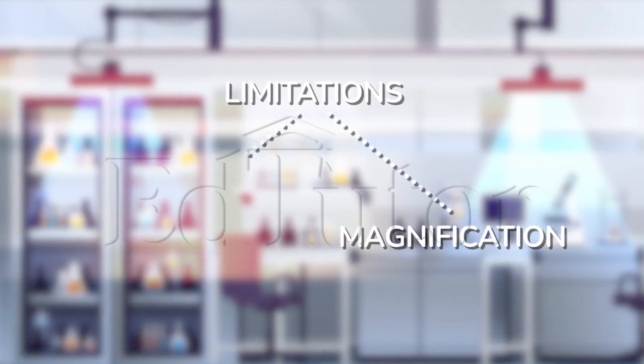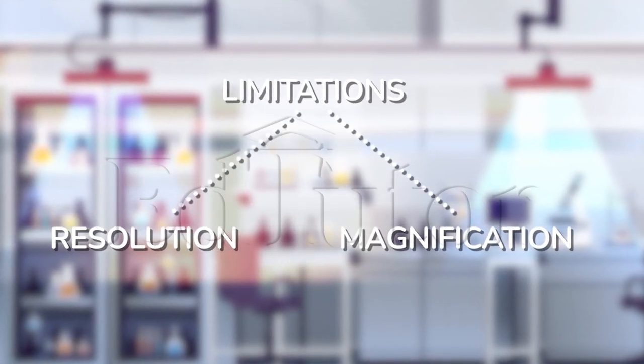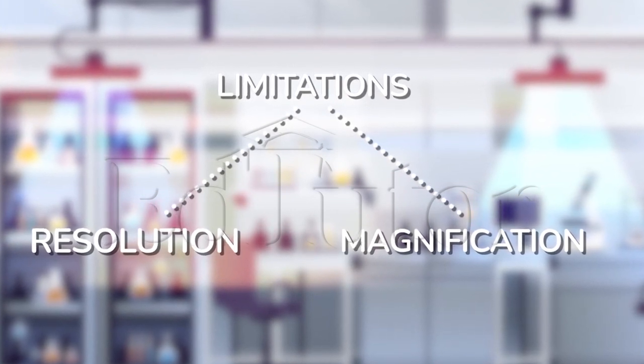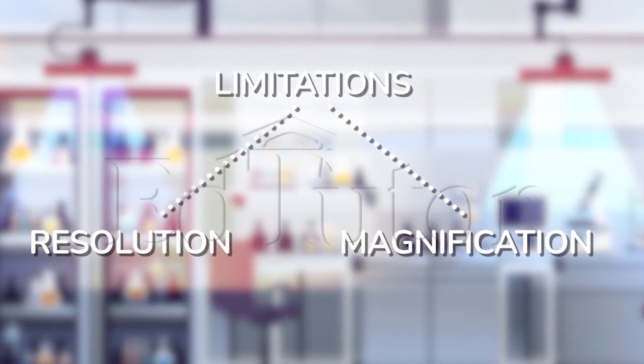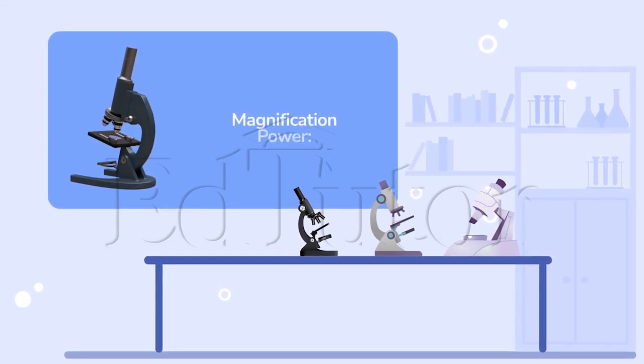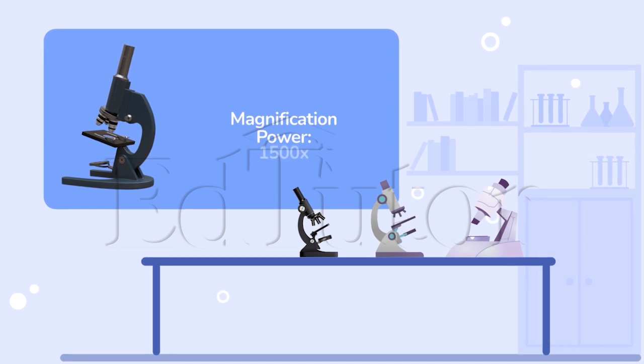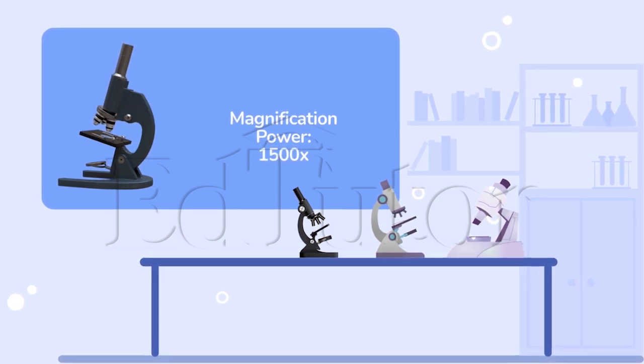But it is very important to remember that light microscopy has certain limits in terms of its resolution and magnification. The light microscope can magnify objects only about 1500 times without causing any blurriness. So, this indicates that the magnification power of the light microscope is 1500 times.